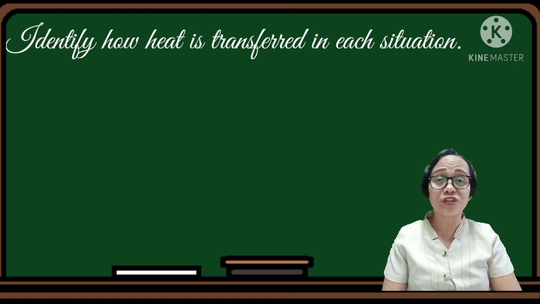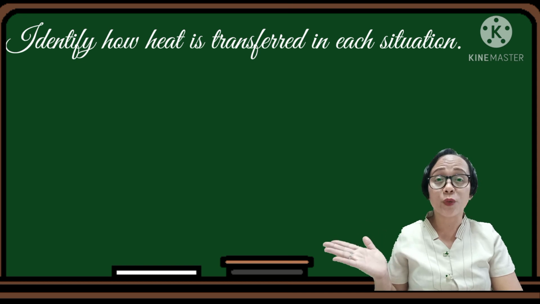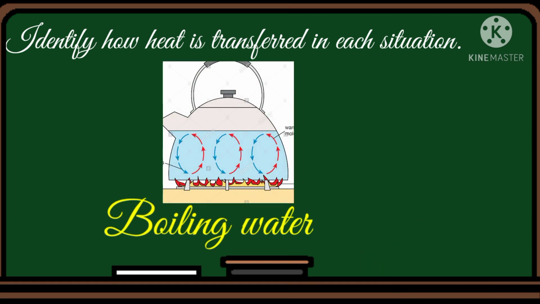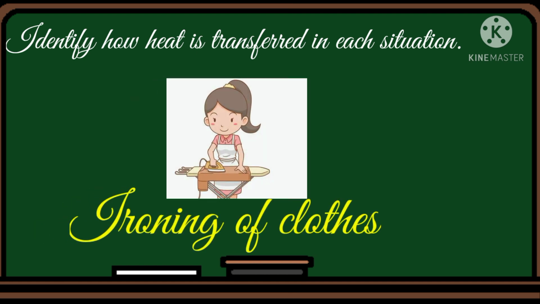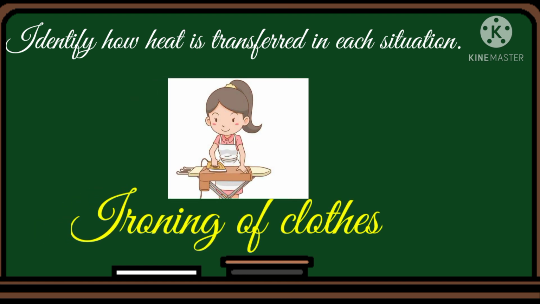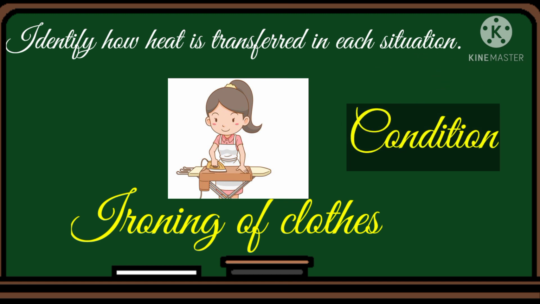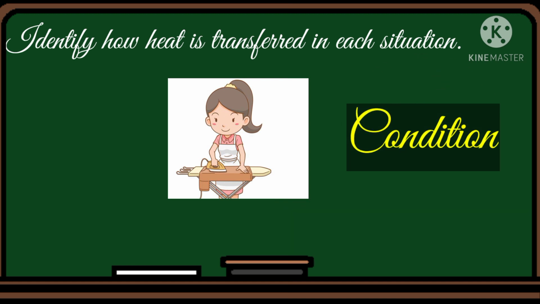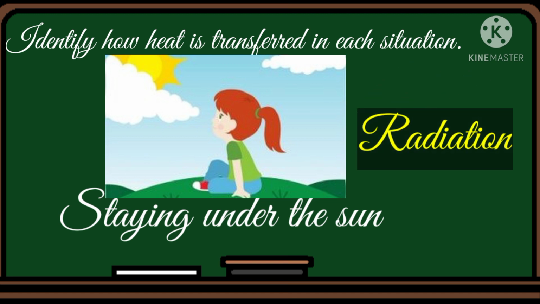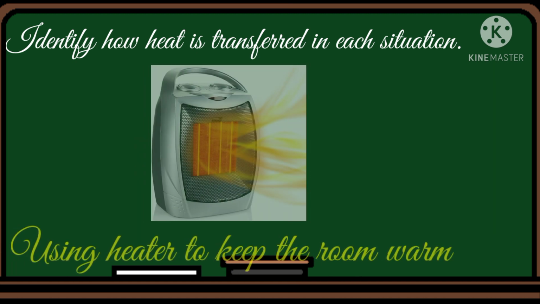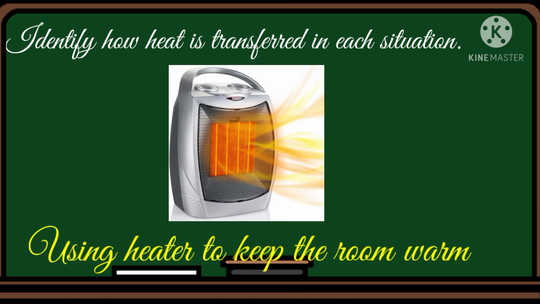Identify how heat is transferred in each situation. Boiling water: conduction, convection, or radiation? That's right, convection. Ironing clothes. Very good, conduction. Staying under the sun. That's right, radiation. Next, using a heater to keep the room warm.